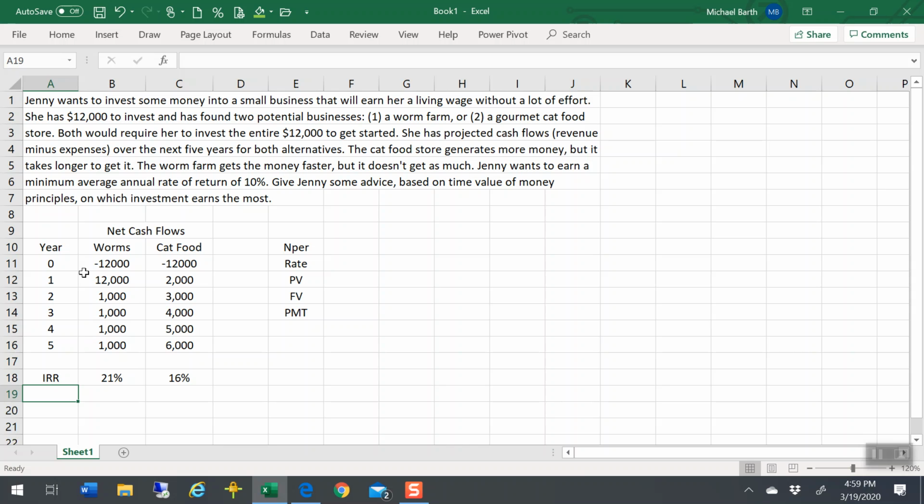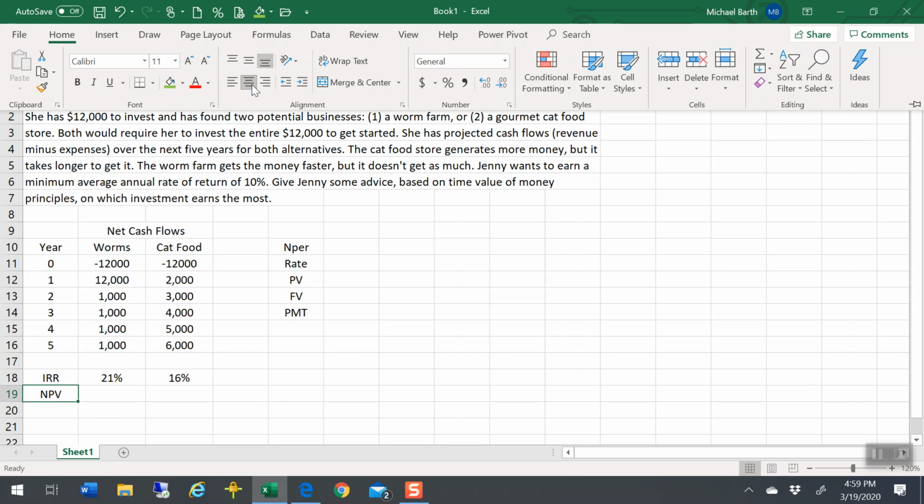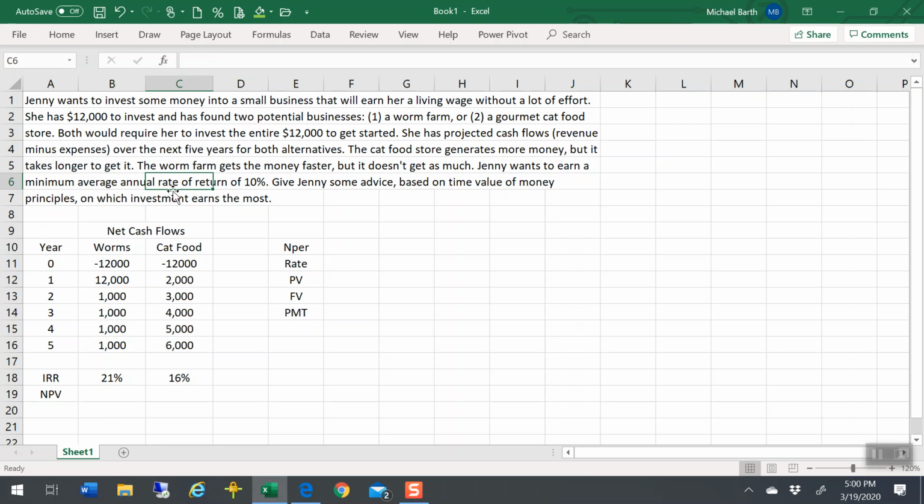Another thing we could look at is, since the dollar amounts coming back in are different, this is going to bring in $12, $13, $14, $15, $16,000. This is going to bring in 2 plus 3 is 5, plus 4 is 9, plus 5 is 14, plus 6 is 20. The cat food store brings in more absolute dollars. One thing I could do is use the NPV function and her 10% discount rate, since she said she needs an average annual return of at least 10%.